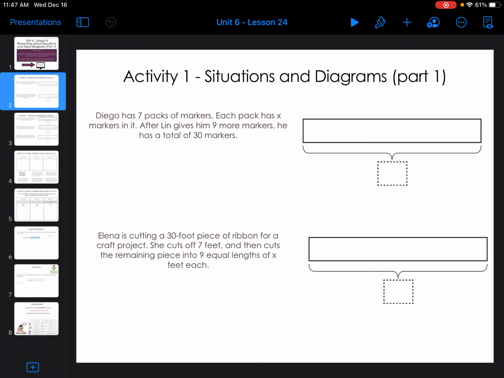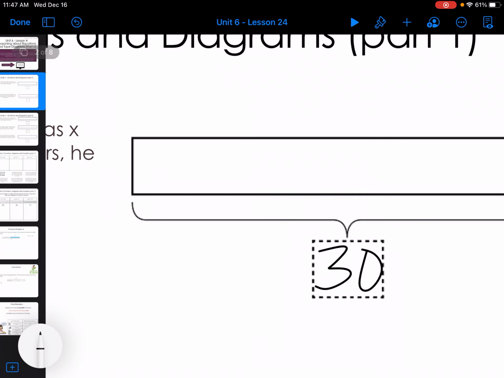So activity 1, situations and diagrams. So we have Diego, and he has 7 packs of markers. Each pack has X markers in it. Lynn gives him 9 more markers. He has a total of 30. So I know that I put my 30 in the box. I know that he has 7 packs of markers.